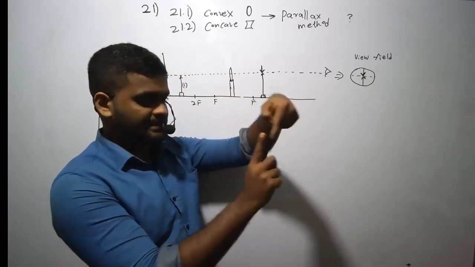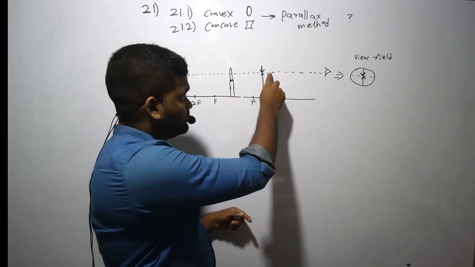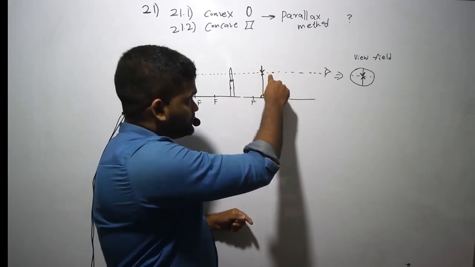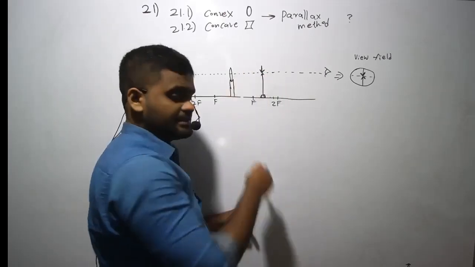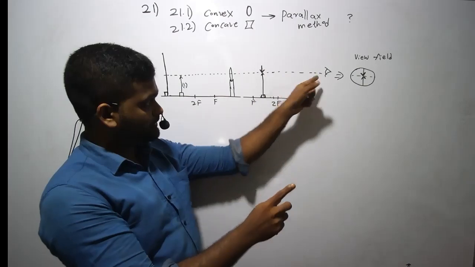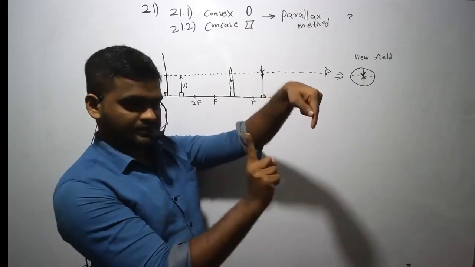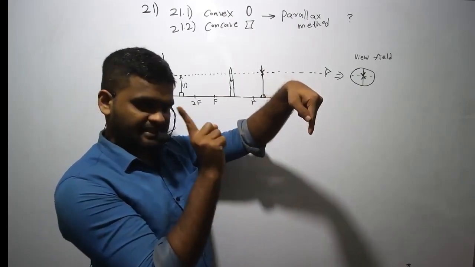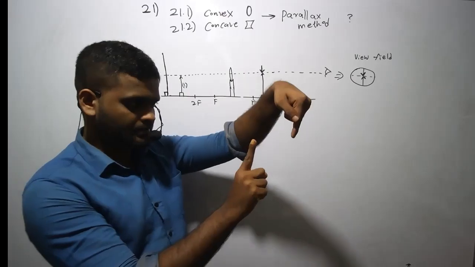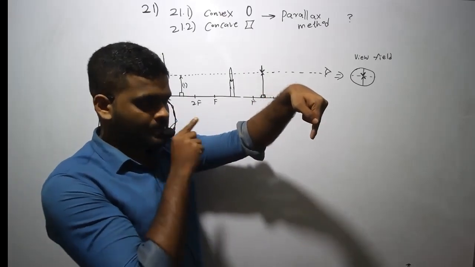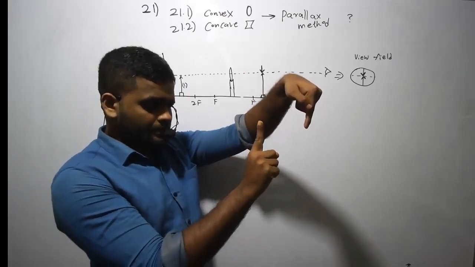But let's say, as before, the observing pin is here and the image is here. So the observing pin is closer to the eye. So this is the pin. You can check this by yourself, right? They have asked questions from this. You can check this.